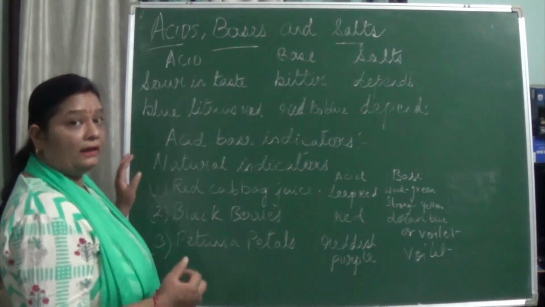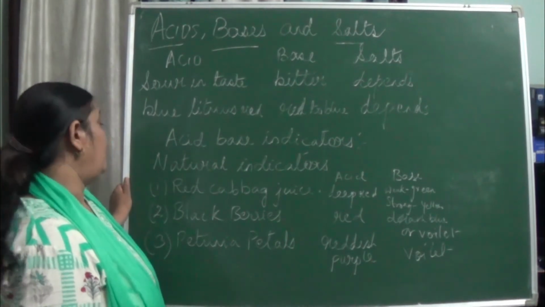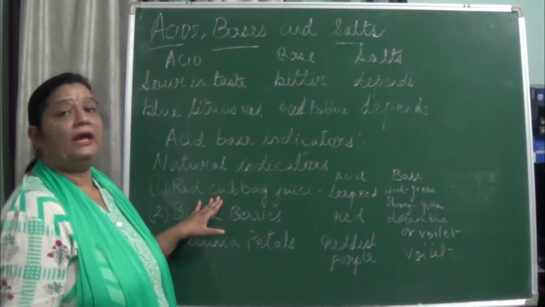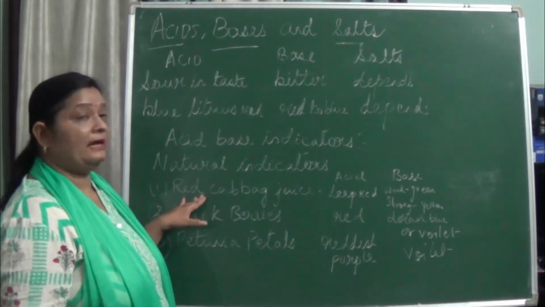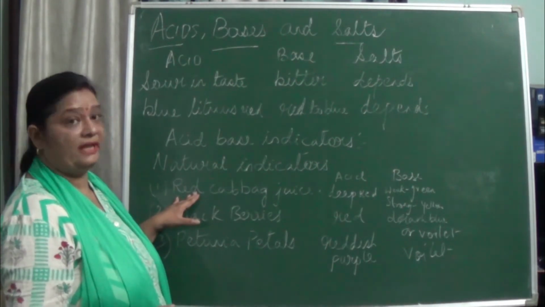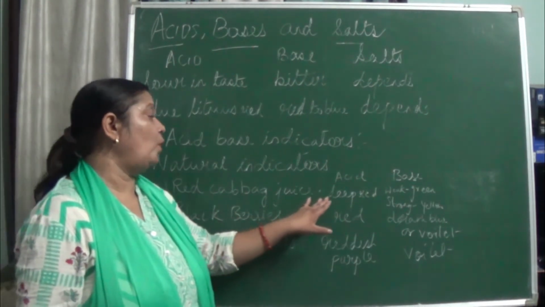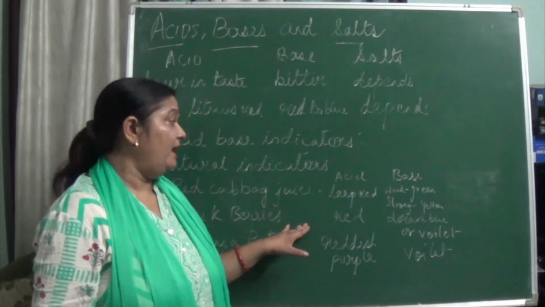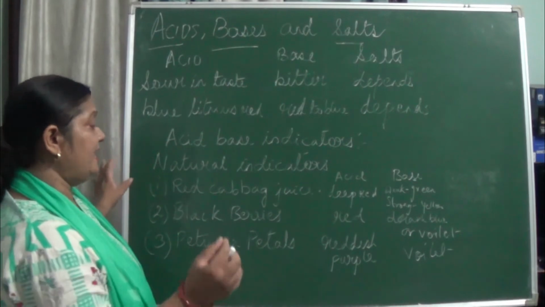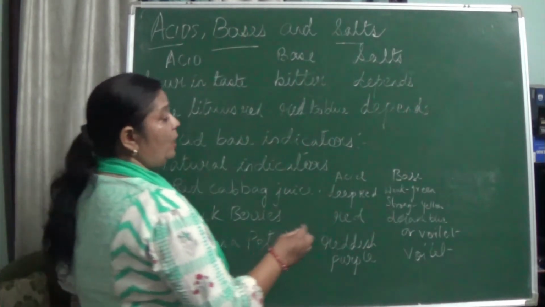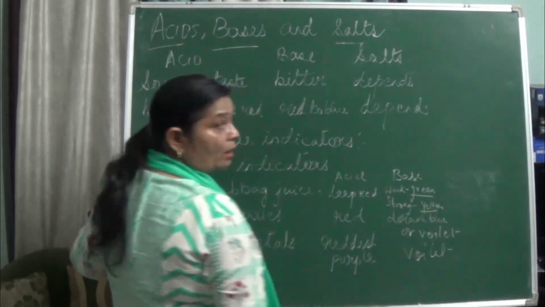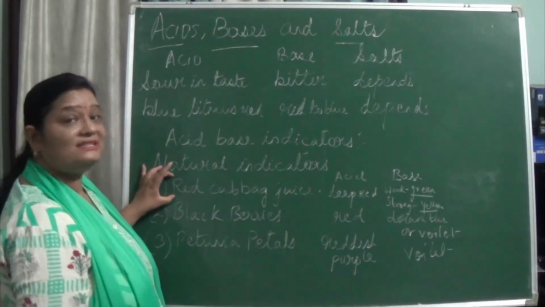Other natural indicators are also there, like red cabbage juice. If we drop red cabbage juice into acidic substances, what will happen? It will change to deep red in color. And if a base is there, when it is a weak base, it will show green color. When it is a strong base, it will show yellow color.